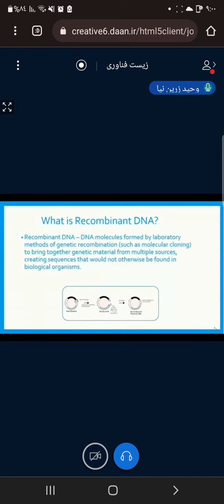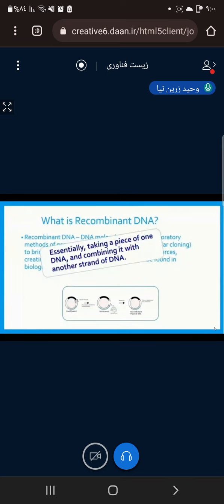Technical definition is DNA molecules formed by laboratory methods of genetic recombination, such as molecular cloning, to bring together genetic material from multiple sources, creating sequences that would not otherwise be found in biological organisms. This definition can be boiled down to taking one piece of DNA and combining it with another strand of DNA.